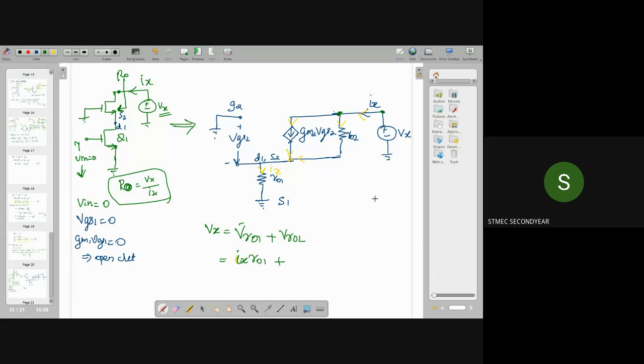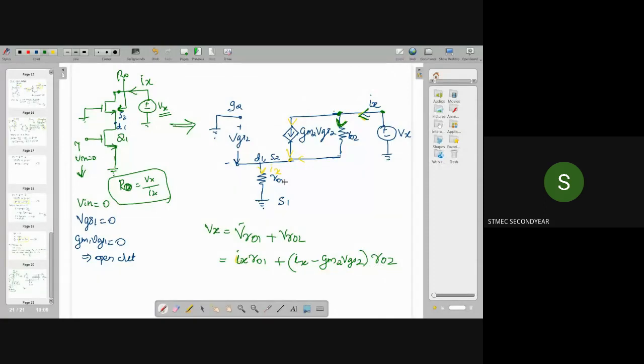V R02 means the current flowing through R02 into this resistor R02. So what will be the current flowing through R02? The total current entering this node is Ix, and the current flowing through R02 is this Ix minus GM2 into VGS2. Right, Ix is the total current entering, and GM2 into VGS2 is the current flowing through this path. So the current flowing through R02 will be Ix minus GM2 into VGS2. So V R02 is equal to Ix minus GM2 into VGS2, into R02.